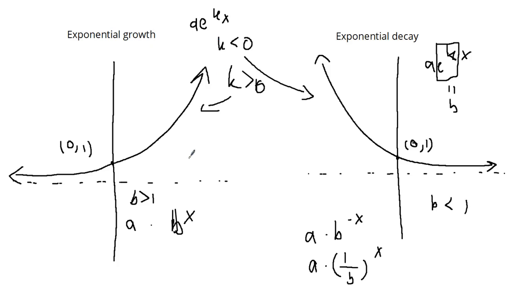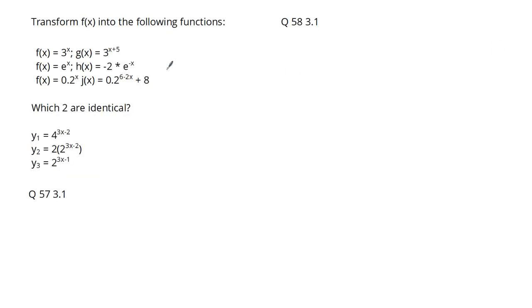It'll still grow, even though it's a slow growth. When k is smaller than 0, even though it might be a small decay, it'll still decay, right? So there you go. Transform f of x into the following functions. We just use our function transformations.